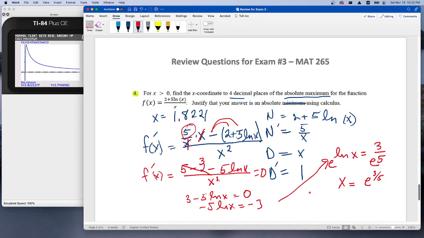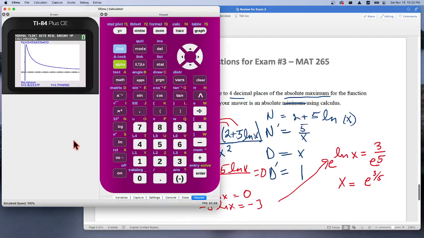That's an exact answer, but since they wanted 4 decimal places, what do you want to bet that e to the 3/5 is equal to 1.8221? Let's hope it is, because that would mean we got the right solution. So this is why we kind of want to do both solutions here. So let's do e raised to the 3/5 power.